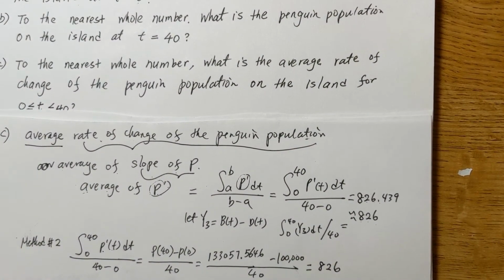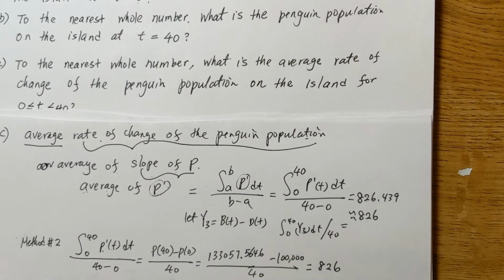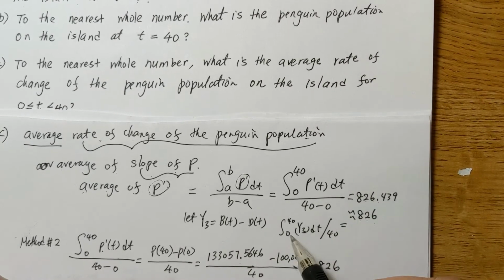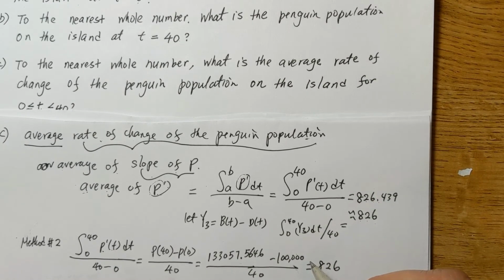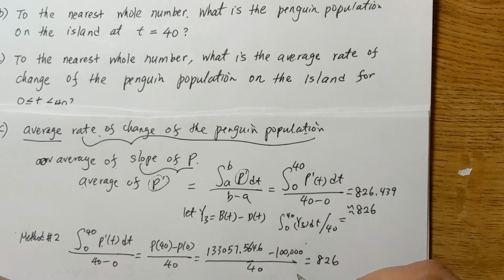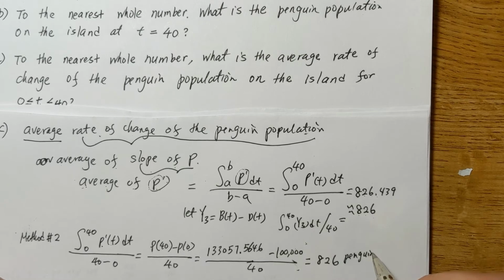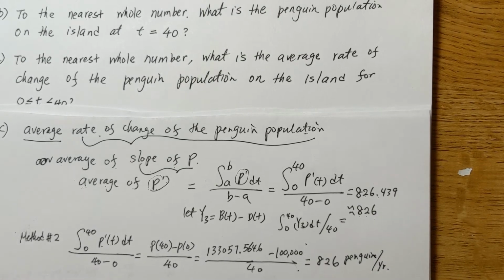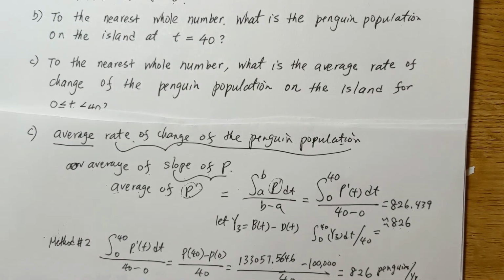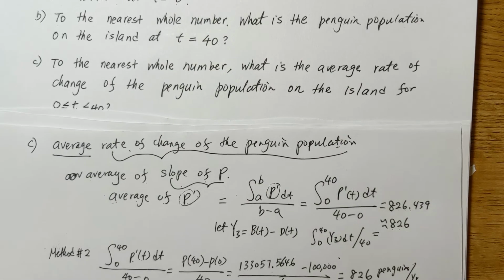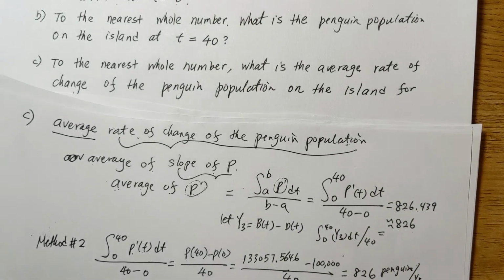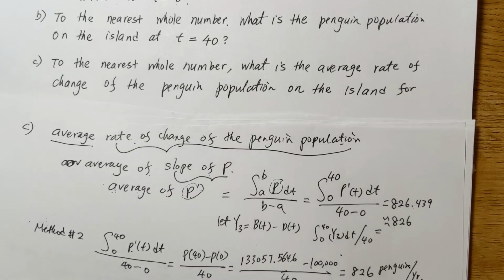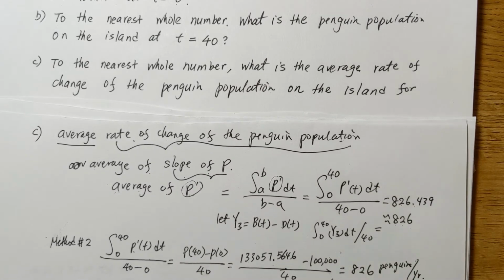So therefore, we got the average rate of change. The unit is going to be penguins per year, because this is penguins, and this is years. So we got penguins per year, if you want to know how to find the unit. Okay, so we finished part C. Let's take a look at part D.